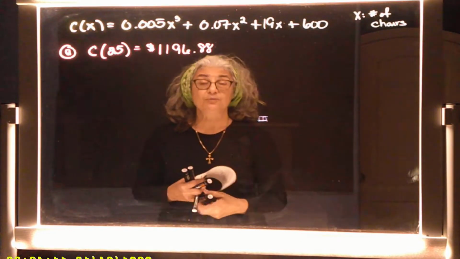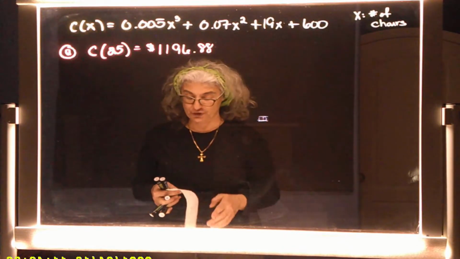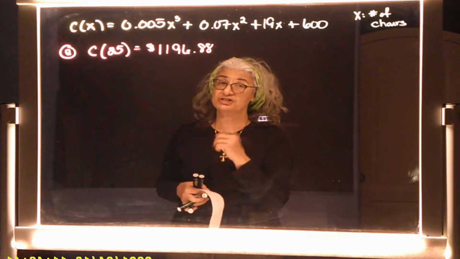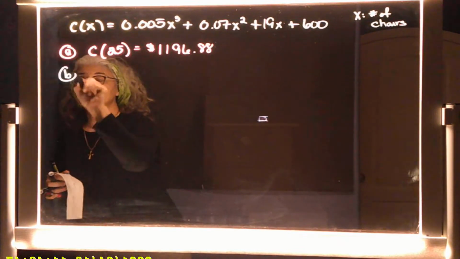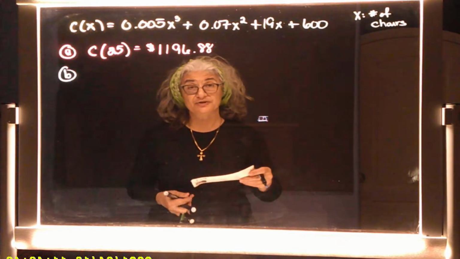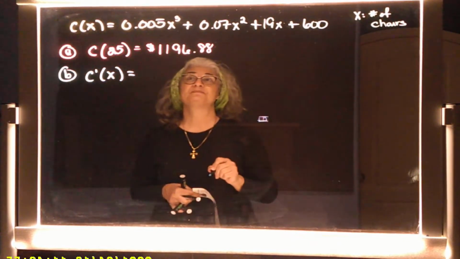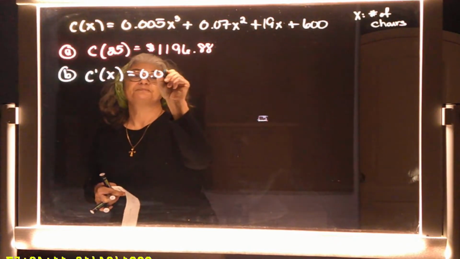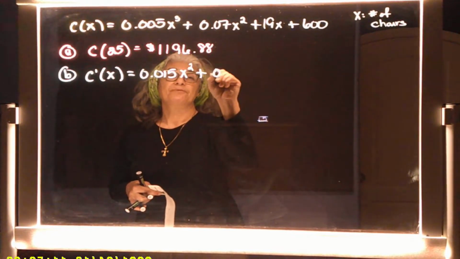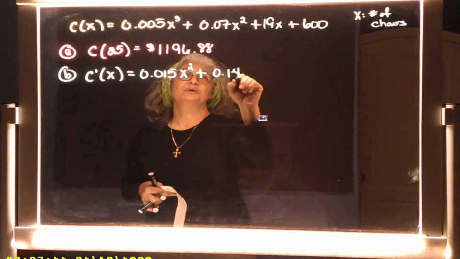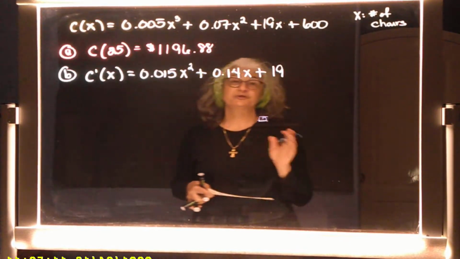Part B, they want to know the marginal cost when x equals 25. So, remember the definition just a few minutes ago. Marginal cost. We have to find our first derivative, don't we? So, find the first derivative of the cost function. So, what are you getting? Yep, 0.015x squared plus 0.14x plus 19. Good. There is your first derivative.